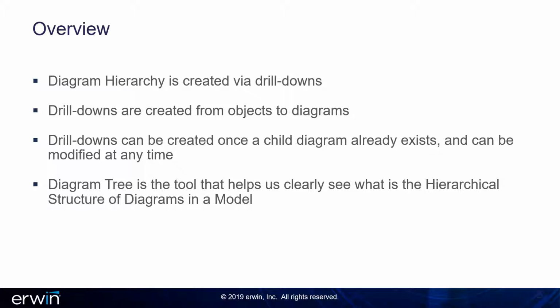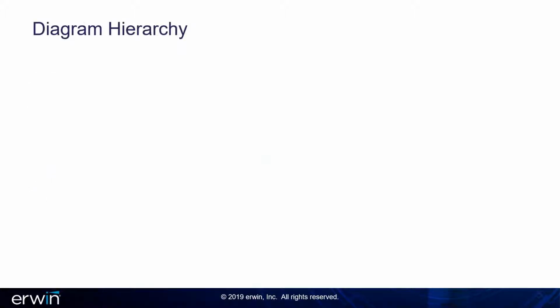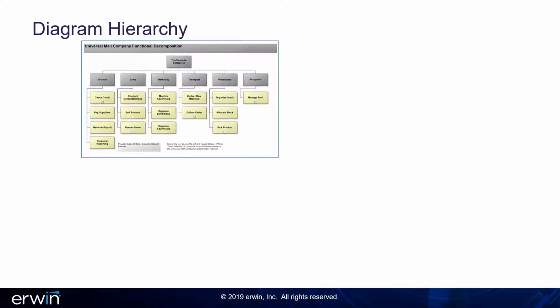And there's a tool included in the CW suite, which is the diagram tree. It's part of the CW modeler. The diagram tree allows us to clearly see what the hierarchical structure of your diagrams is, and if there are any gaps, or if there are any diagrams that are not linked to a parent object, and it helps us to rectify that.